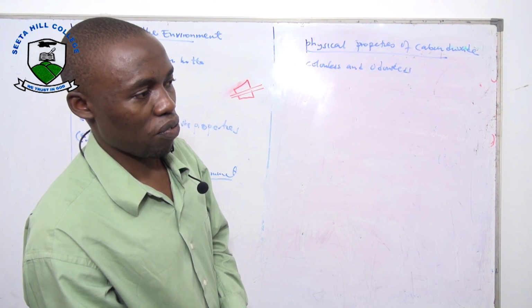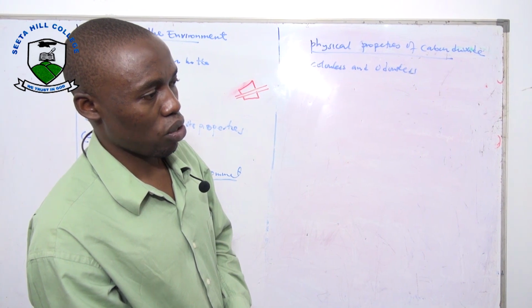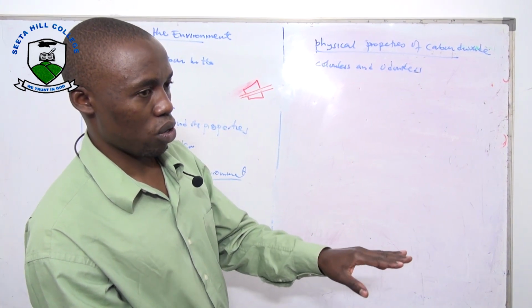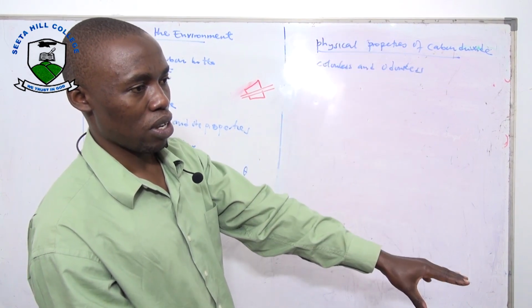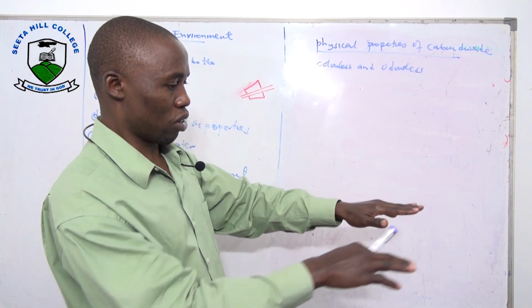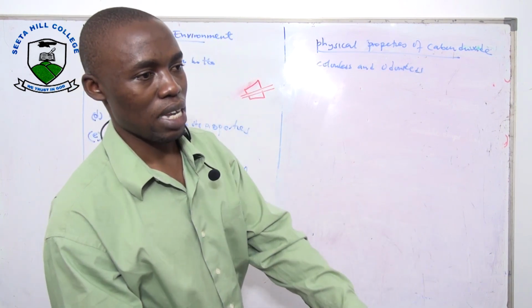That's why it is preferred in fire extinguishing, because it will stay on the earth's surface. It does not go up in the air to leave the fire point. When you put it on the fire point, it will just sit on the fire because it's denser than air.